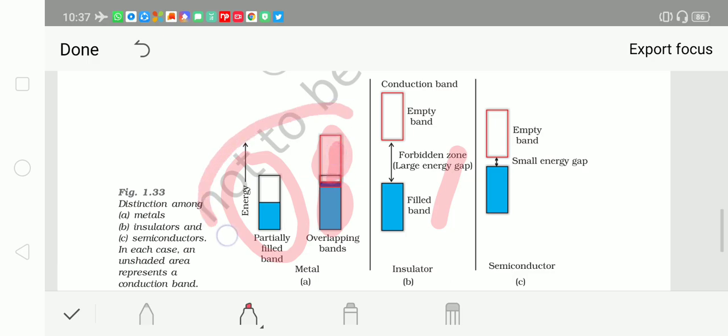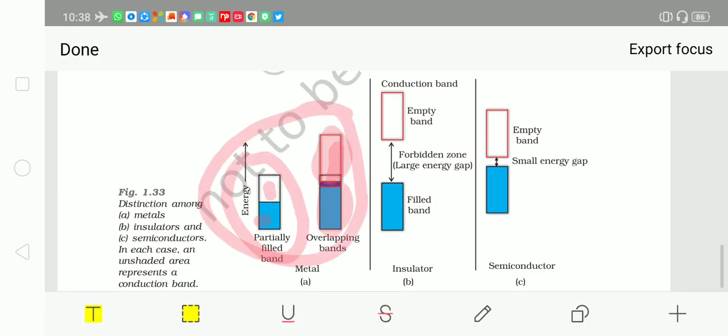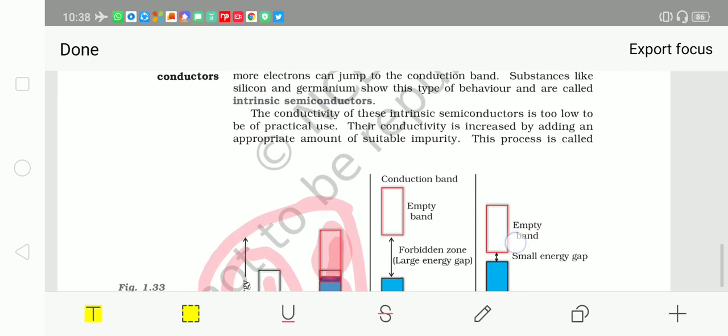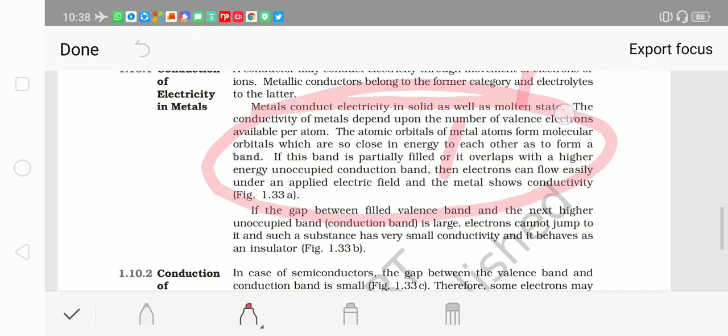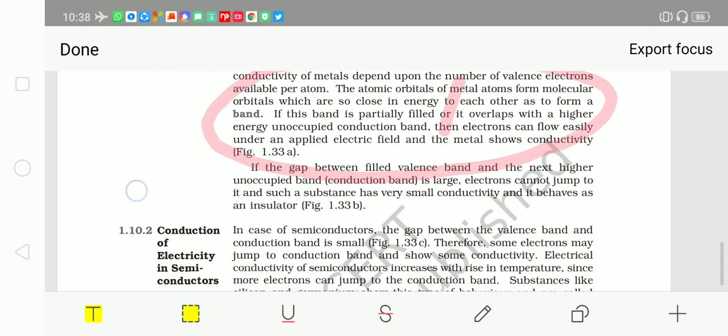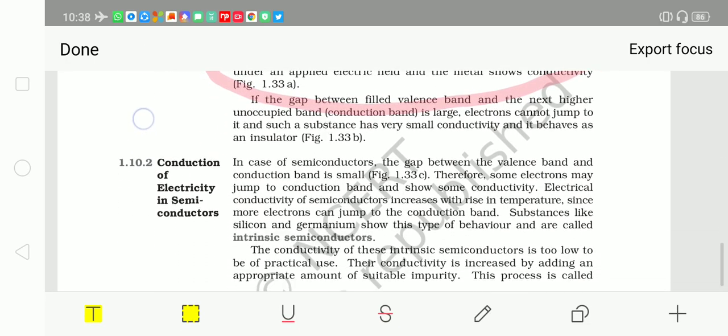So in these two conditions, in metals, electrons can easily jump from the valence band to the conduction band, as well as in overlapping bands. In both cases, electrons can jump from one place to another, and conductivity will be shown. Clear? All this concept is written in this paragraph, clearly mentioned here. So metals are very good conductors on the basis of the concept which I have explained to you.